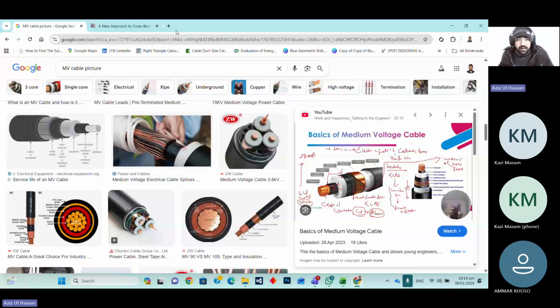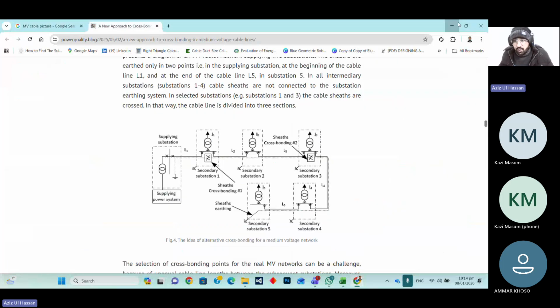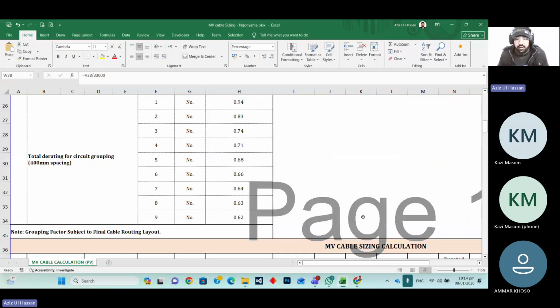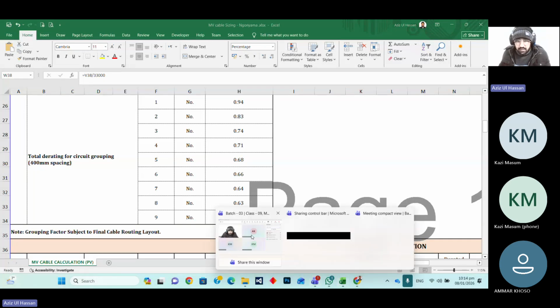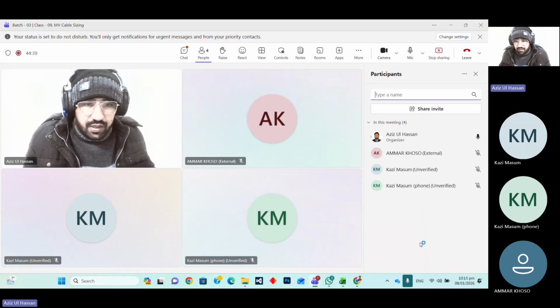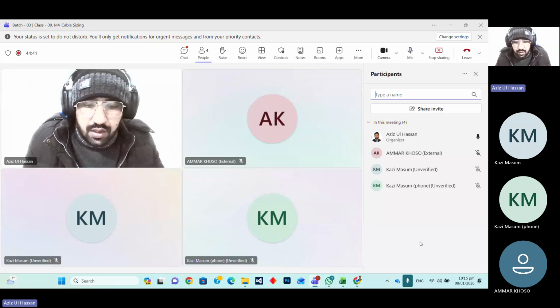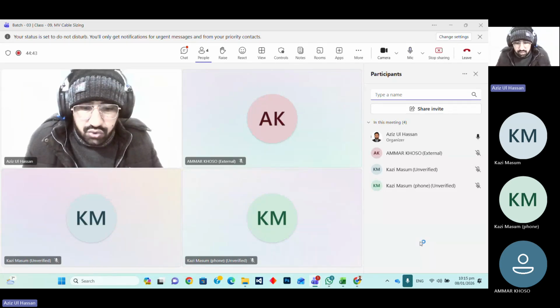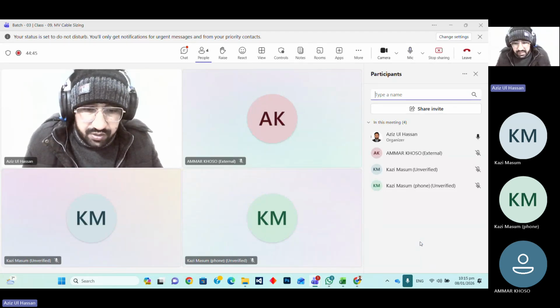So basically, they have this type of MV cables and looping. I have just explained to both of you. If you have any more questions, you can ask, and I will send you the catalog and other things in the group by tomorrow.